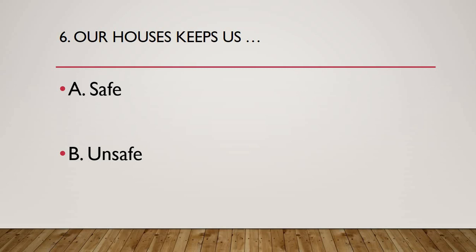And I think you already have chosen the answer. Let's see which is the correct option. And the correct option is option A, safe. So our houses keeps us safe, not unsafe. Correct? Safe means protected everywhere from heat, from rain, from breezy air, from everything it protects us. Just imagine if you were supposed to sleep on the roads. Vehicles might have crashed you, or animals might have met an accident with you. Just imagine. So our houses keeps us safe from every unavoidable circumstances.